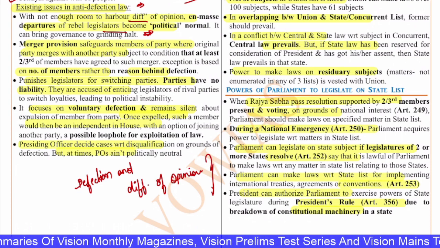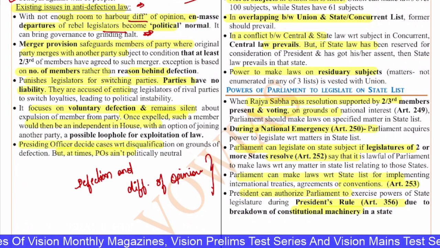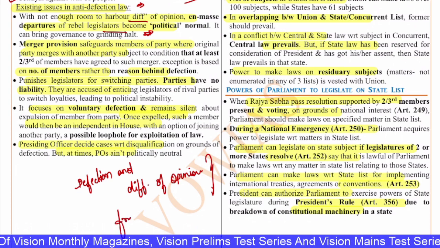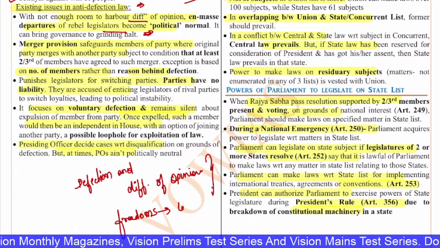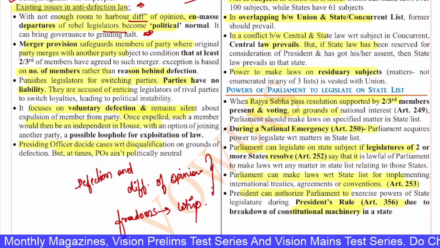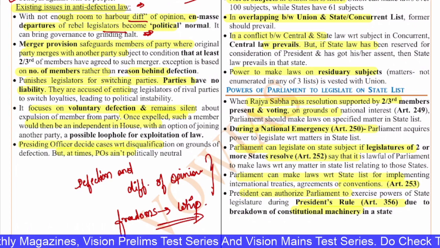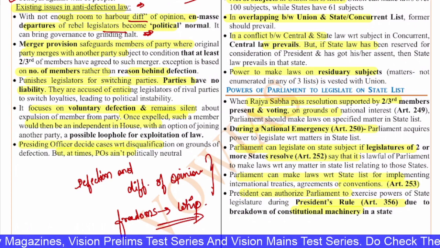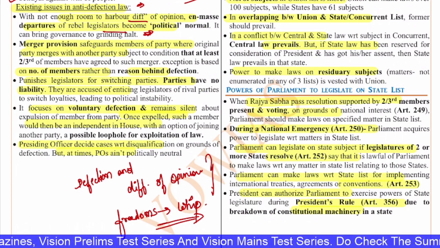This actually has to be addressed by this law, because the legislators do not have the freedom to express their views openly. They are bound by the whip issued by the party, so they don't have the freedom to raise their voice or concerns. This is basically against the basic meaning of democracy.